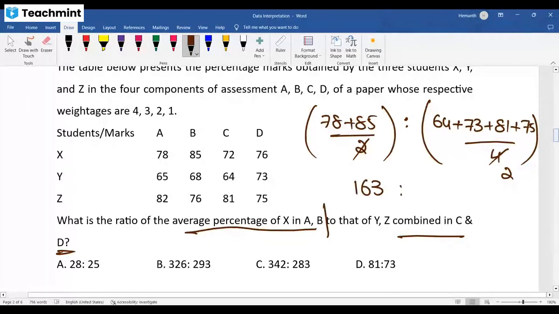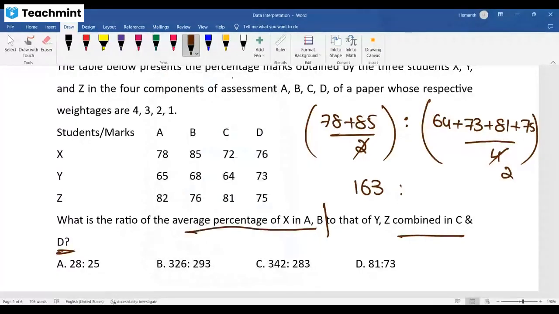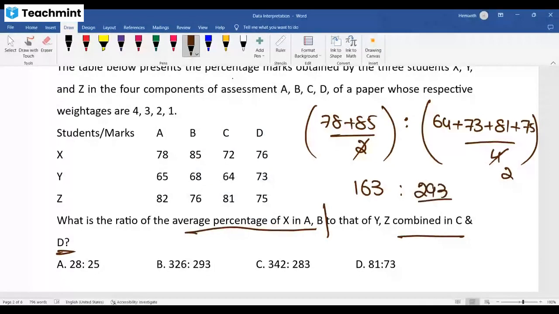Here 64 and we have 137, 80, 166. 137 plus 156, you get 293. Divide by 2, right? So the ratio should not be with a fraction. We need integers only, so we have to multiply by 2. Then 323 and 290. 326 and 290.